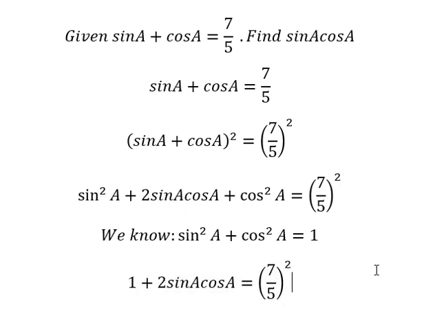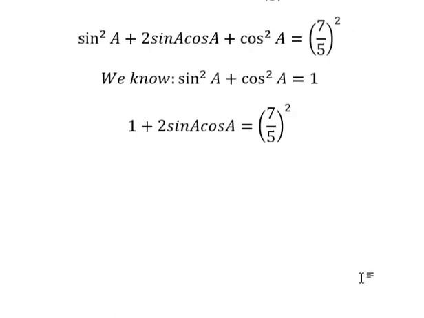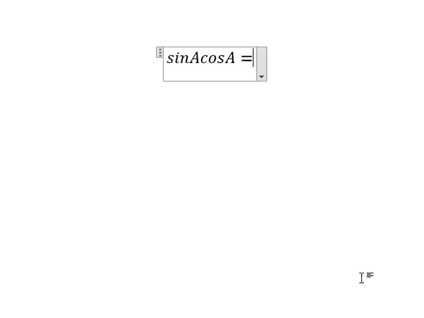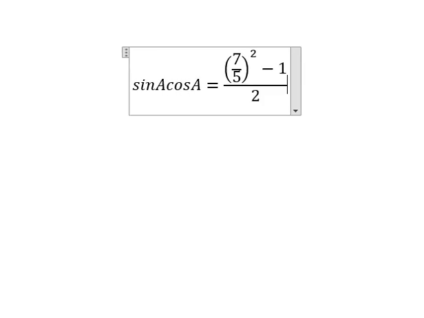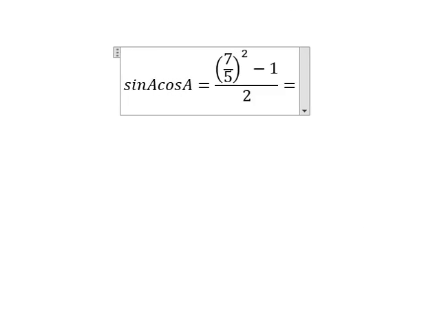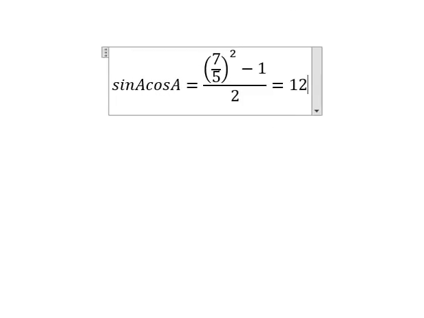And now we want to find sinA cosA. So I will put number 1 to the right, and we divide both sides by number 2. And we have 12 over 25.